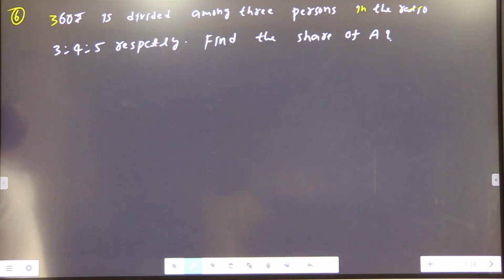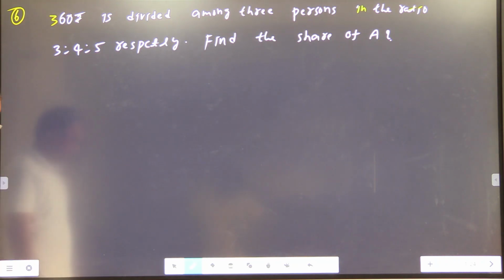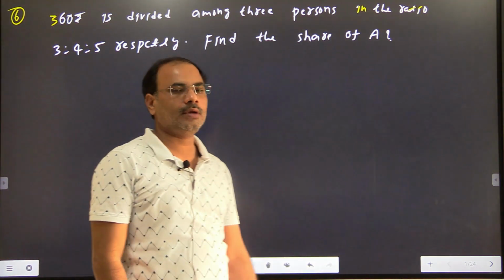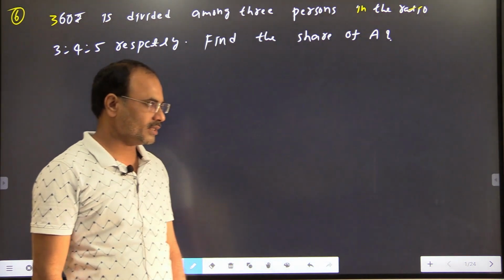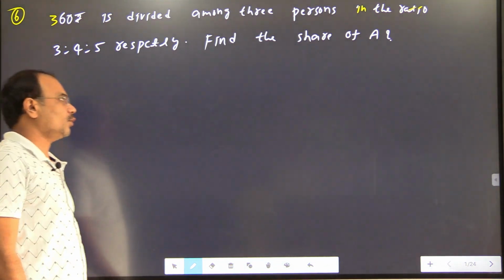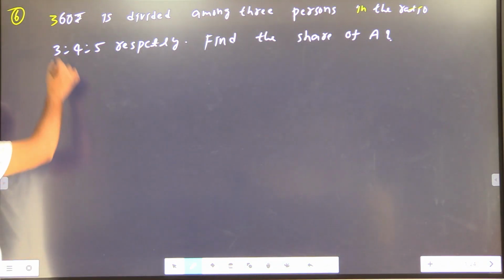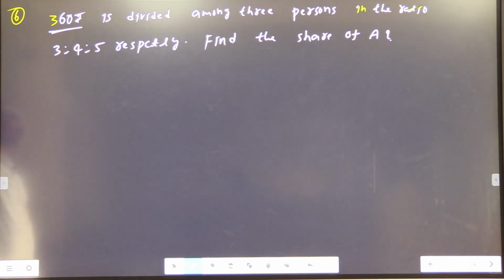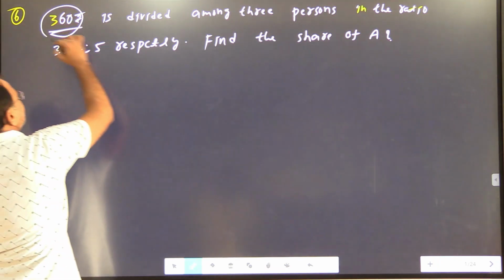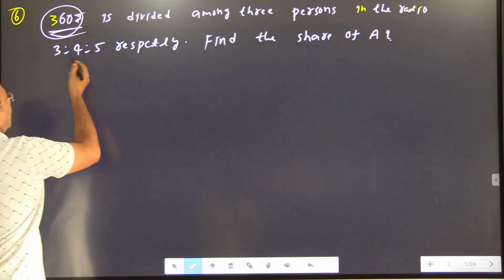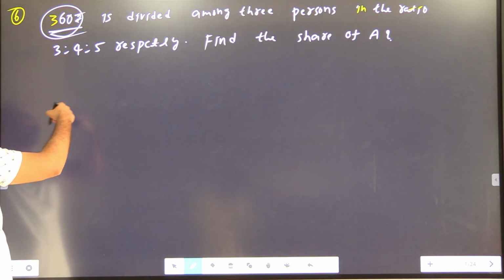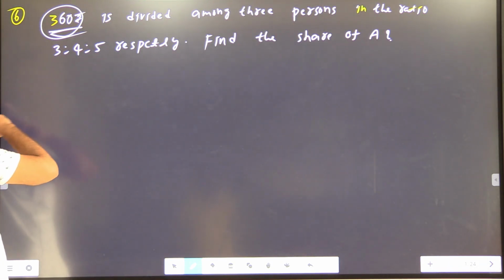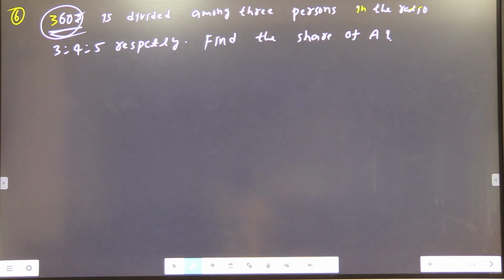360 rupees is divided among 3 persons in the ratio 3:4:5 respectively. Find the share of A. This is also a very easy question. From this one we can solve different manners of questions. So 360 rupees divide chestam 3 persons ki, then in the manner, in the ratio, in the proportion, all are the same. In the proportion 3:4:5 respectively.